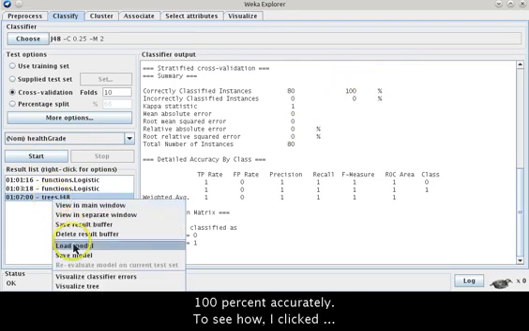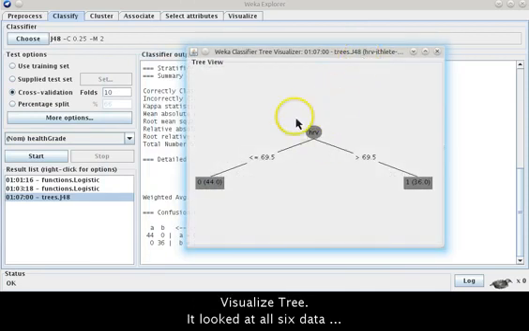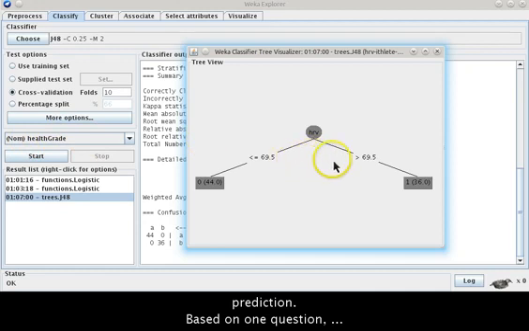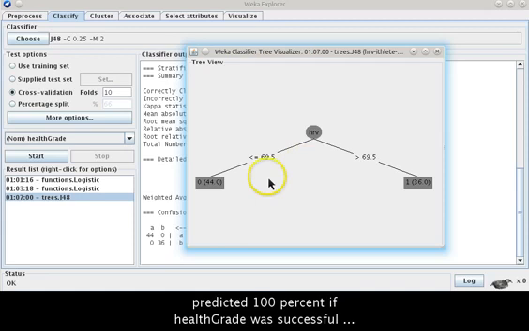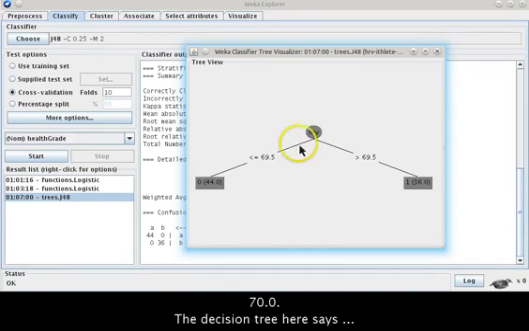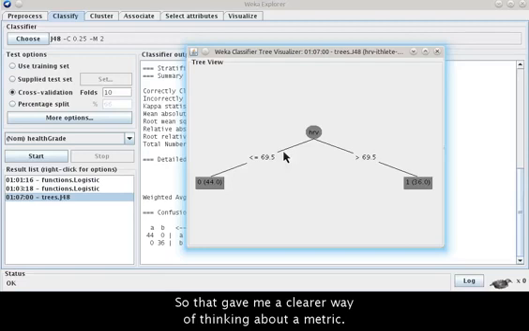To see how, I clicked Visualize Tree. It looked at all 6 data points and picked heart rate variability as the most relative for a prediction. Based on one question, in fact. Was the HRV above, below, or equal to 69.5? It predicted 100% if health grade was successful or unsuccessful. A small but neat thing too is that I graded success if it was above or below 70, and the decision tree here says you actually didn't have any 69.6 to 70, so 69.5 is your actual line in the sand to classify success. And so that gave me a clearer way of thinking about a metric.